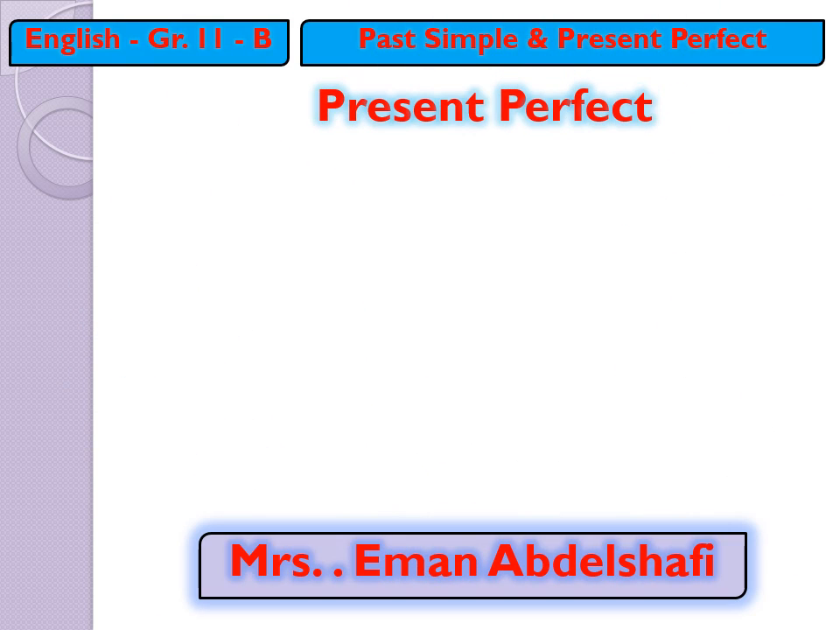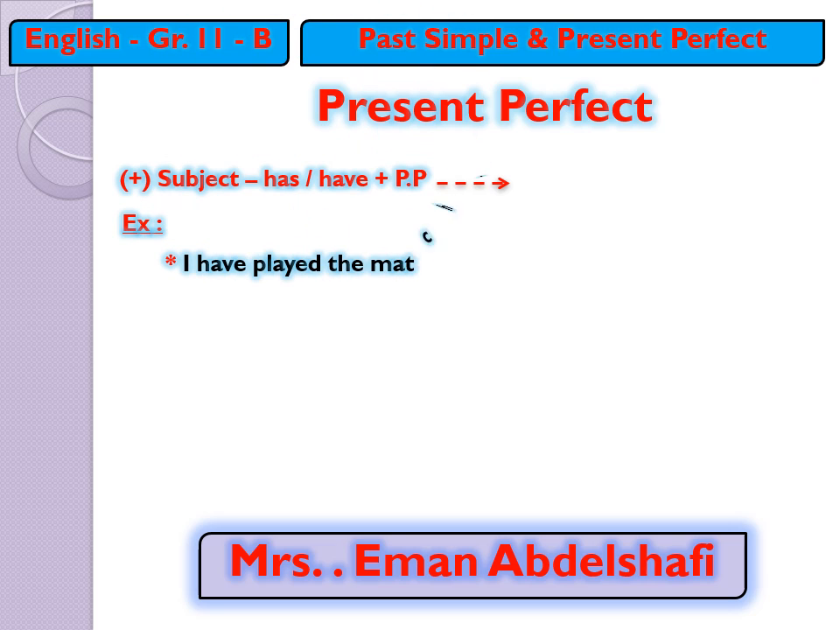Now, let's move to the present perfect, which consists of subject, has or have, plus the past participle or the third form of the verb, and completion. Example, I have played the match.